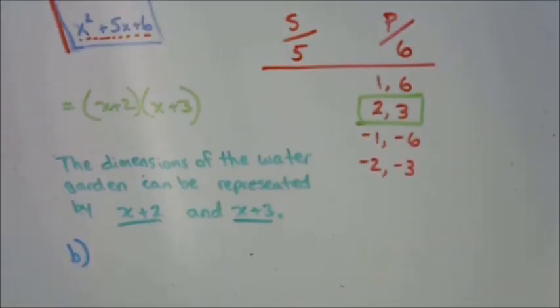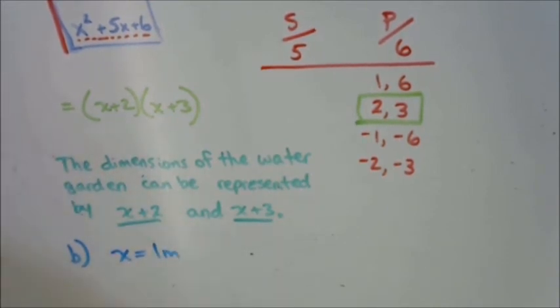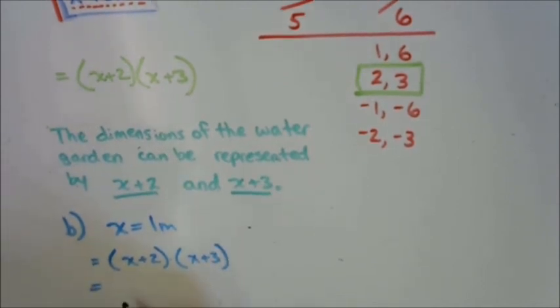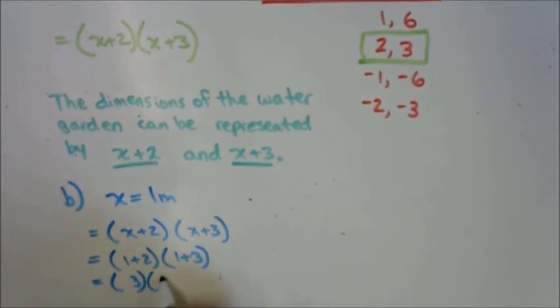Okay, part B of example 2 asks us to find the actual dimensions if x is 1 meter. What do we have to do if we know that x is equal to 1 meter? Sub it in. Yeah, anywhere we see an x, we can sub it in. So here in factored form, we have x plus 2, x plus 3. So we're going to have 1 plus 2 times 1 plus 3, which is 3 times 4. 3 times 4 is? It's 12.